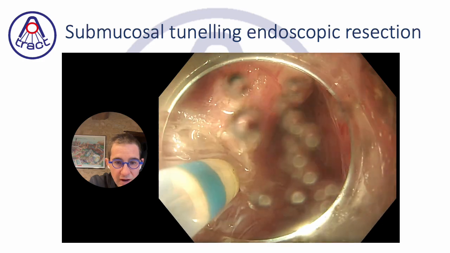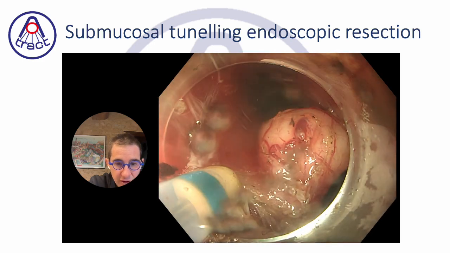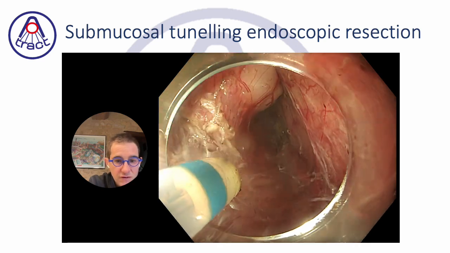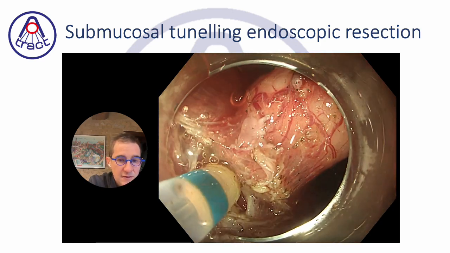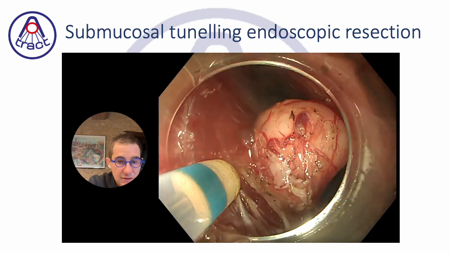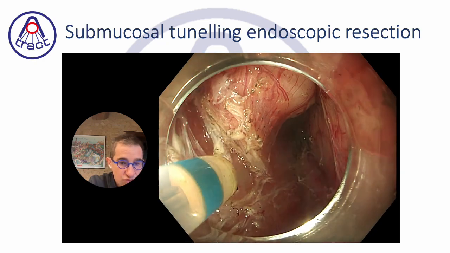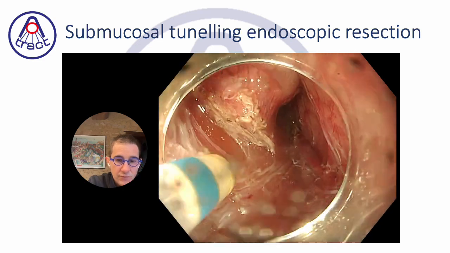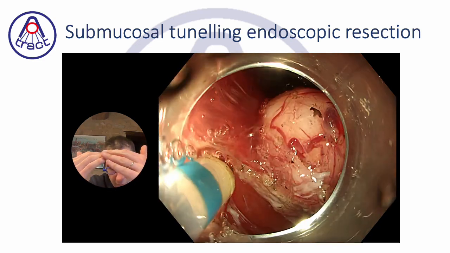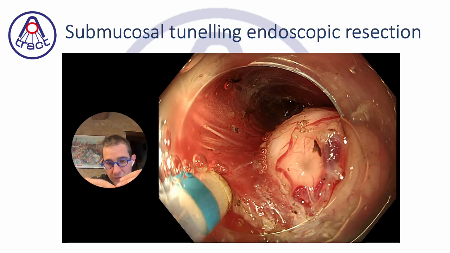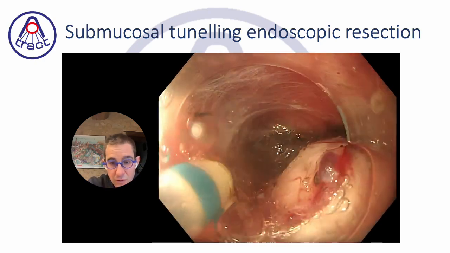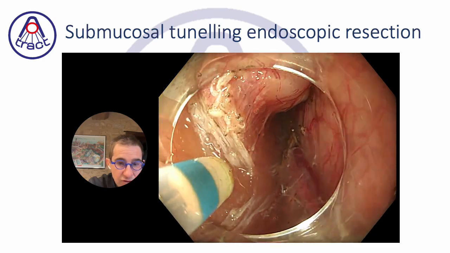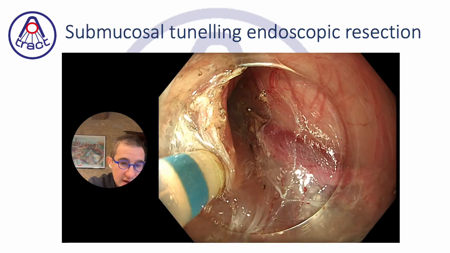So once we have the impression that everything is free, we will go. It means we will do this perforation, cutting the muscle and getting outside the stomach. Fatty tissue is here. The gravity here is probably pushing the lesion on the posterior fat. So the space between the stomach and the fatty tissue is not really clear.